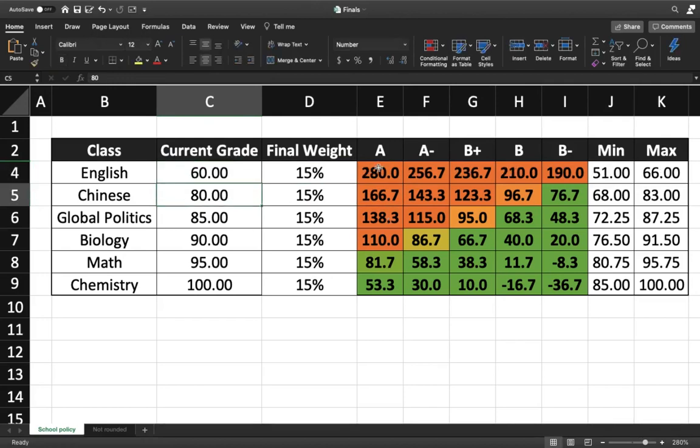Oh no, you need a 280 on your final, that's not really possible. But oh, look at that, you can update the weight of your final, and now it's 90% of the final grade. I can still get an A, this is amazing. And the cells will automatically update.